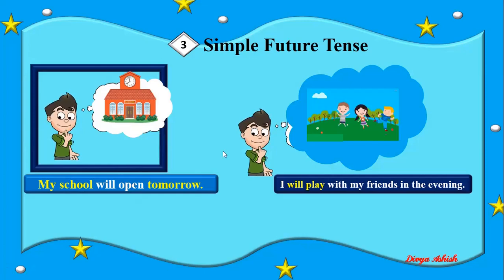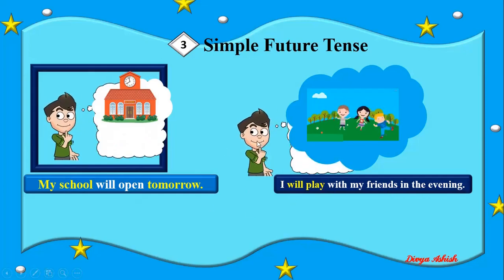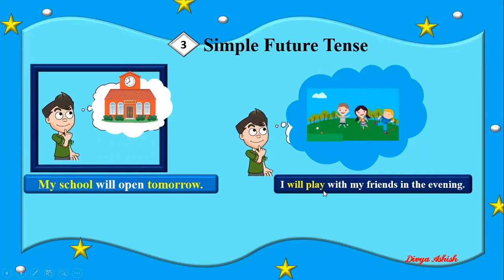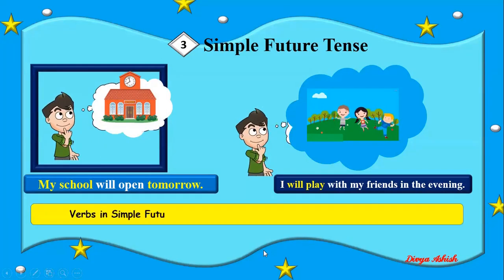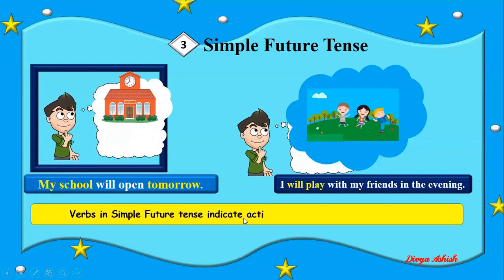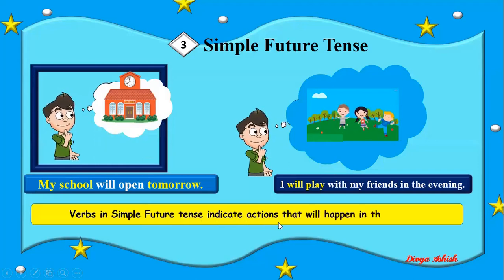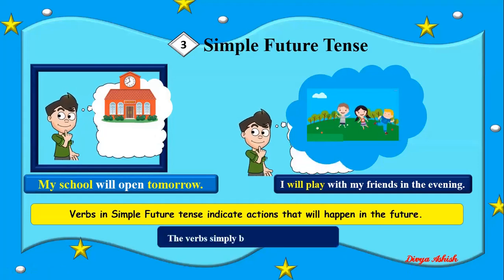Similarly, in the second sentence, "I will play with my friends in the evening." The verbs will play indicate or denote an action that is yet to happen. So we can conclude that verbs in simple future tense indicate actions that will happen in the future. In this case, the verb simply begins with the helping verb will.